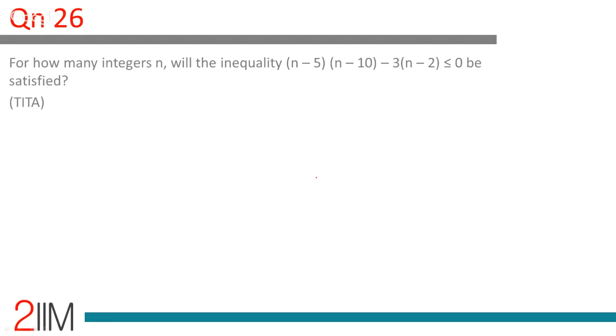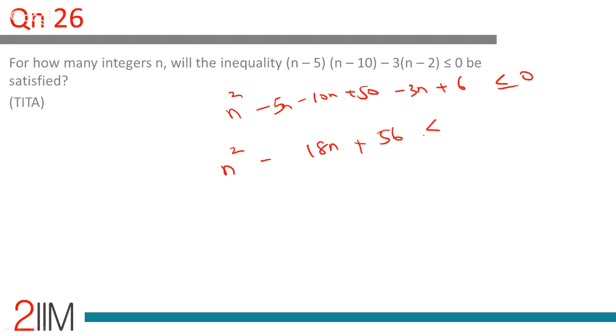Inequality n minus 5 into n minus 10 minus 3 times n minus 2 is less than or equal to 0. N square minus 5n minus 10n plus 50 minus 3n plus 6 is less than or equal to 0. N square minus 18n plus 56 is less than or equal to 0.